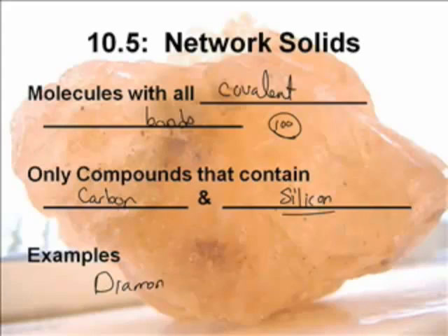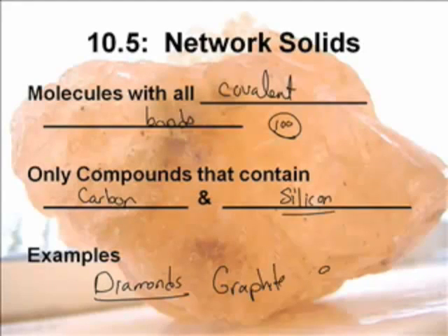The examples of this are diamonds. I'd love to show you diamonds, but I don't have one. My wife has a diamond. Diamonds, they are a girl's best friend. Then graphite and quartz. These are the big three to remember for these things.